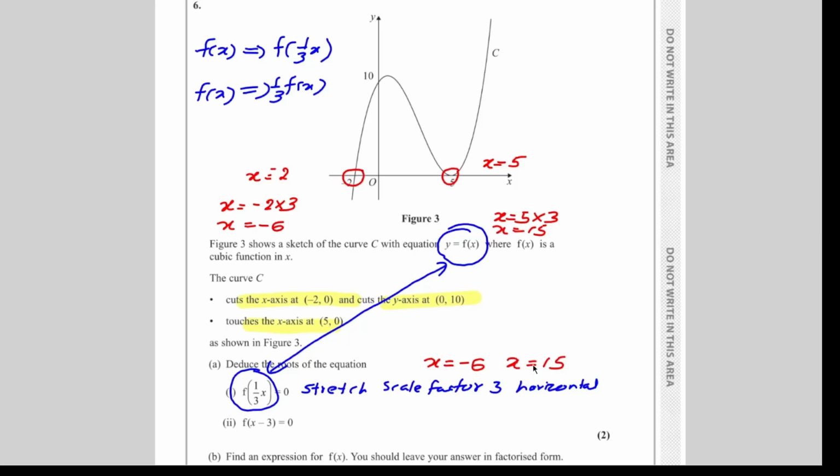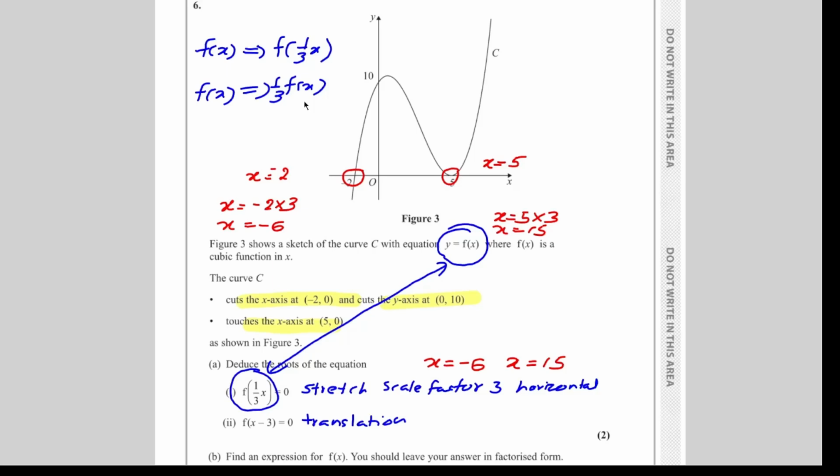Next one, part 2. This is the transformation. Now, whenever you see addition, subtraction, it is always translation. In this case, this is subtraction, so it is translation. Again, it is inside the bracket, with the x-coordinate. So when anything happens to the x coordinate, you have to apply it the opposite way. This is minus 3, so you have to add 3.